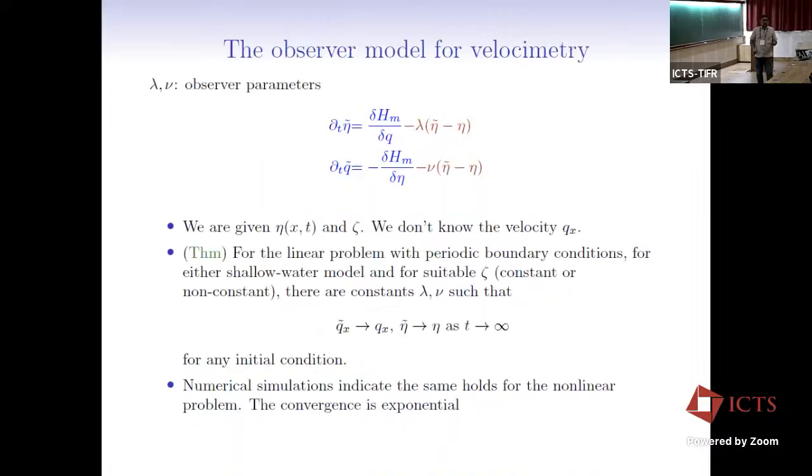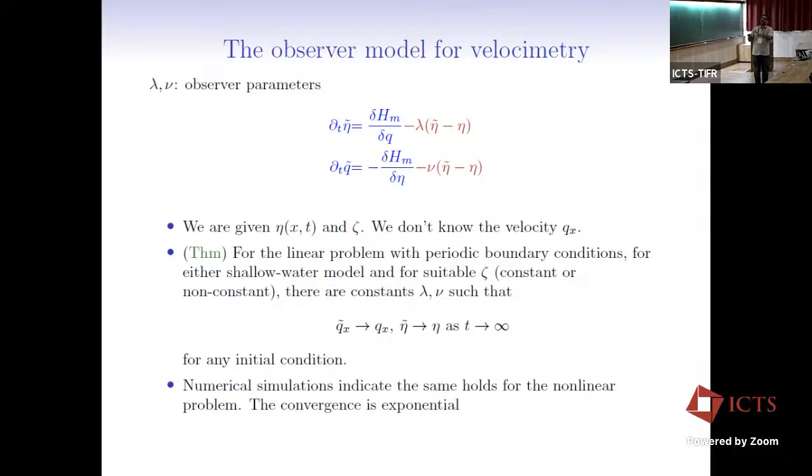Okay, so how are observers going to come in? We've got a model for eta and q, and we've measured eta. So let's just add a Luenberger observer to this equation. We'll have to choose our lambda and nu, these observer parameters, so that the system is stable and converges to the state that corresponds to eta.